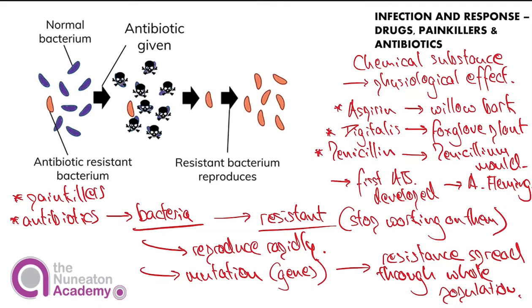So an example of a highly resistant strain of infection is MRSA, which you often find infecting people in hospitals.